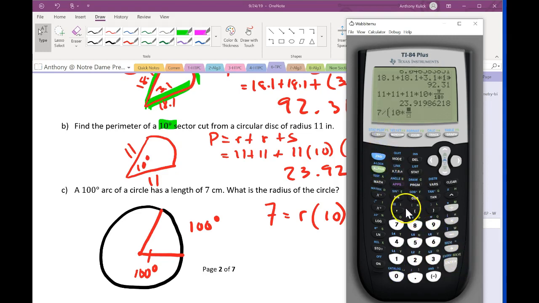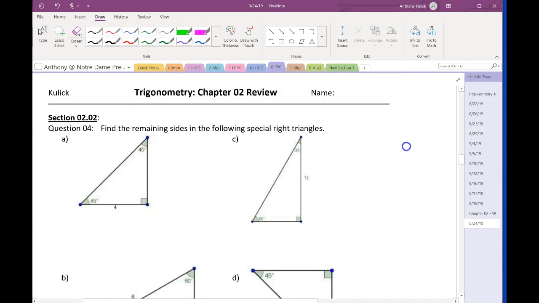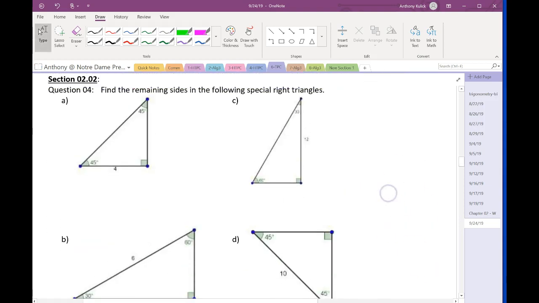So 7 divided by 10 times pi over 180. Oops, I'll put those parentheses in the right spot. And that tells me the radius is about 11. And since we're in centimeters here, we're in centimeters. This one was inches. On to the next one.